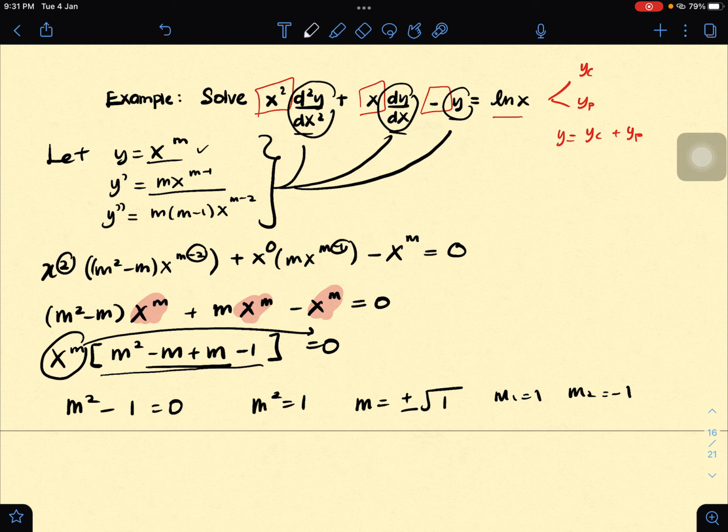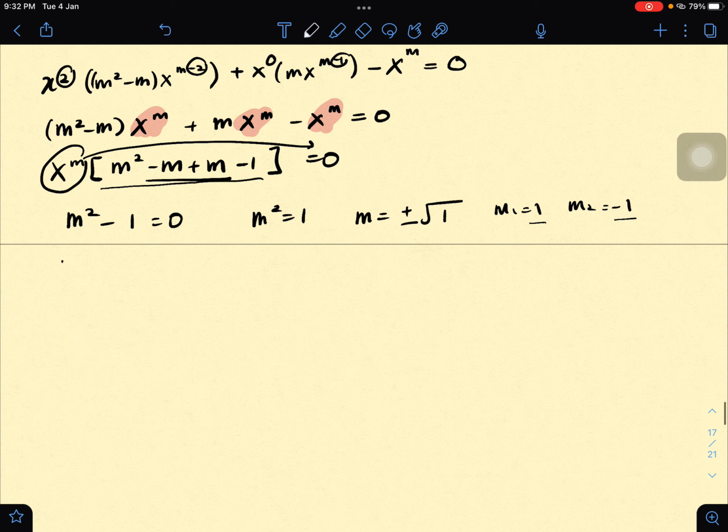So if you see here, you have real and distinct roots, because your first value of m is positive 1 and the second one is negative 1. Therefore, we will have our complementary solution as c1 x to the power of 1 plus c2 x to the power of negative 1. So here is your yc.